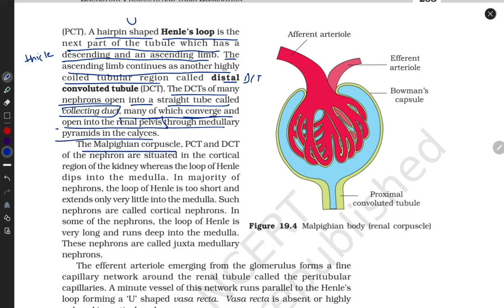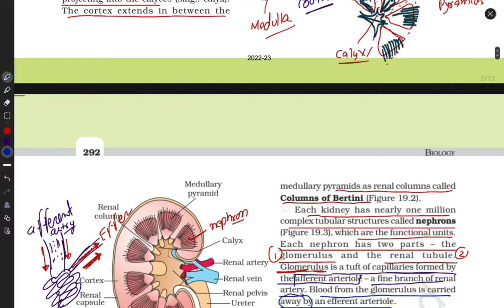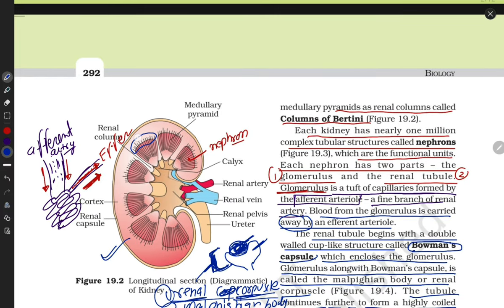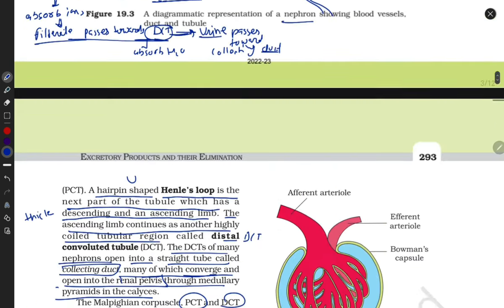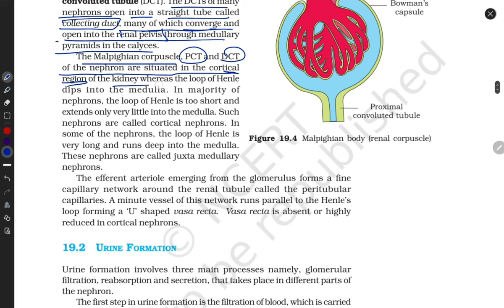The Malpighian corpuscle means glomerulus and Bowman's capsule. PCT and DCT of the nephron are situated in the cortical region, the cortex side, not the medulla side. Look at here. These structures are the glomerulus, PCT and DCT, and Henle's loop is inside. Clear, guys? Now next, in the kidney, the loop of Henle dips deep into the medulla. In the majority of nephrons, the loop of Henle is too short and extends only very little into the medulla. Some Henle's loops are very short, so they are less embedded in the medulla part.